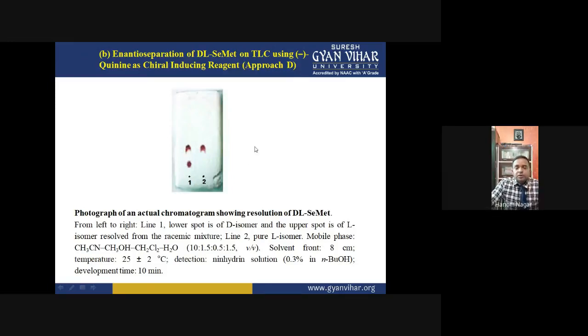So these are the methods which are used for the enantiomeric separation of selenomethionine by using TLC and HPLC methods. Actually, TLC and HPLC methods are examples of liquid chromatography methods, where the mobile phase is liquid.